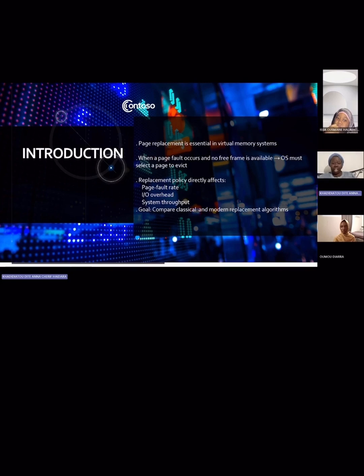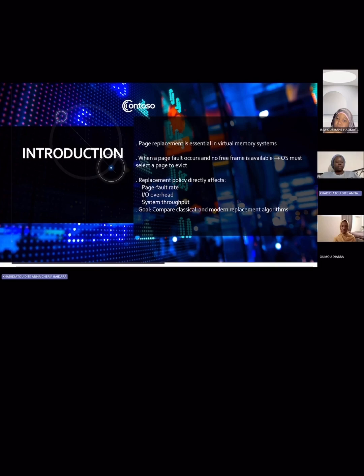For the second line, we have: when a page fault occurs and no free frame is available, the OS must select a page to evict. This means when the program needs data that is not currently in memory, we get a page fault. If the memory is already full, the operating system must choose one page to evict and replace with the new one. It's as simple as that.